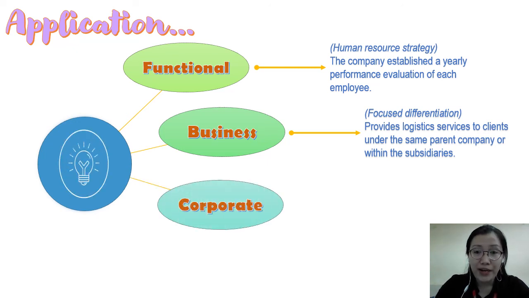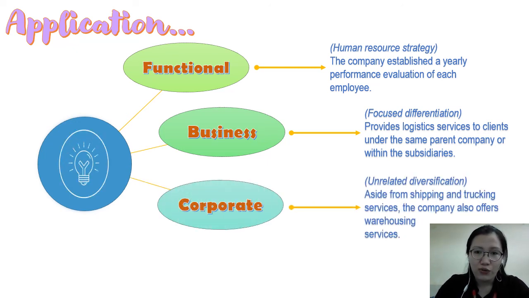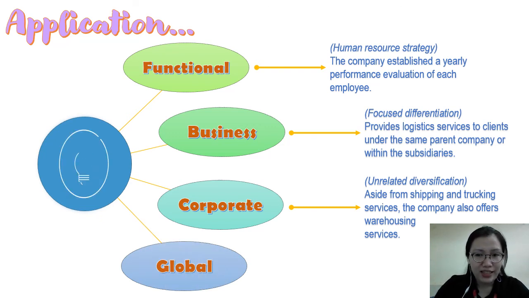Next is the corporate level strategy. An example will be under unrelated diversification because aside from shipping and tracking services, the company also offers warehousing services. So it's not really directly related businesses. For the global strategy, with the company I am currently connected with, this is not applicable to us because we are only operating within the Philippines. I think that would be all. Thank you for listening.